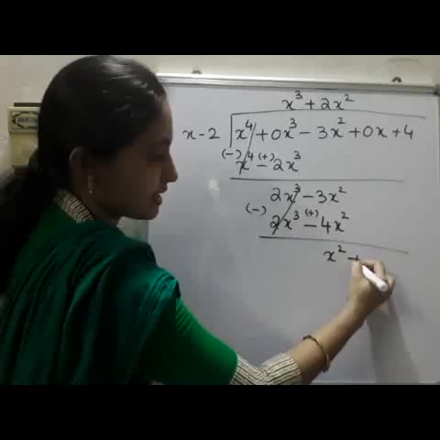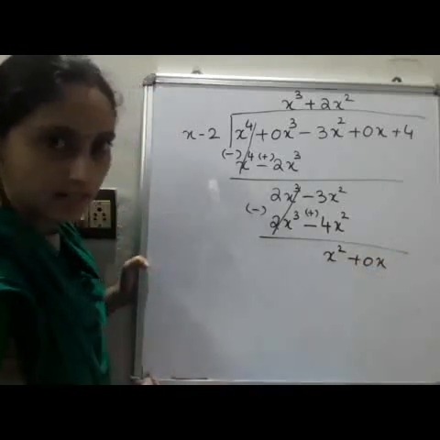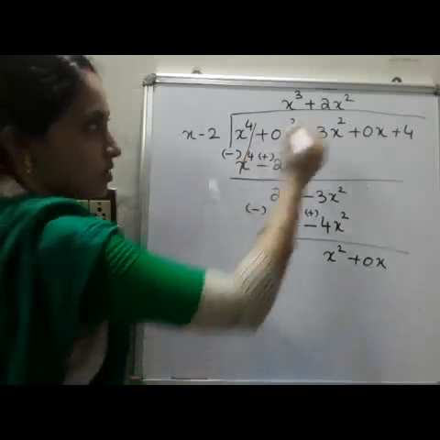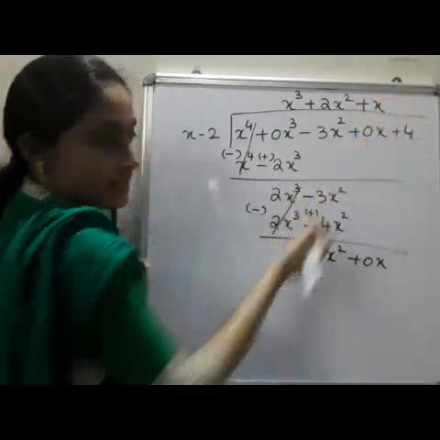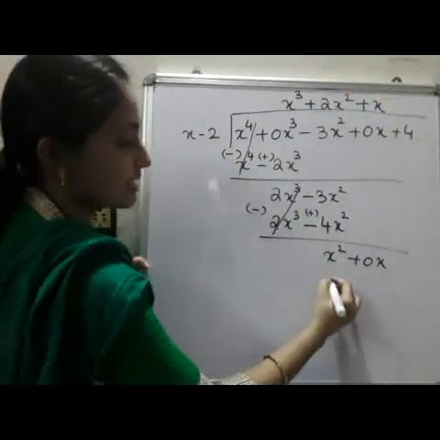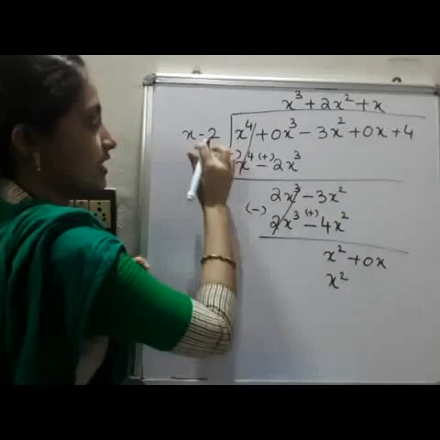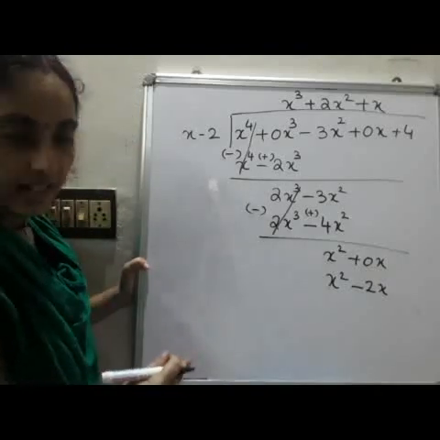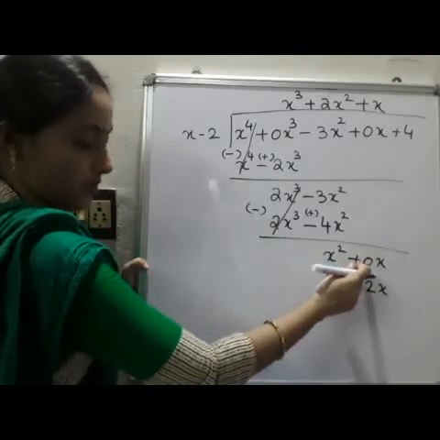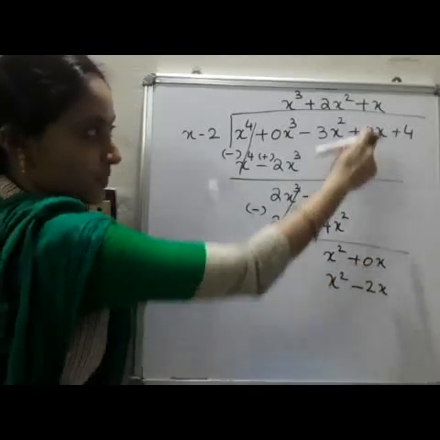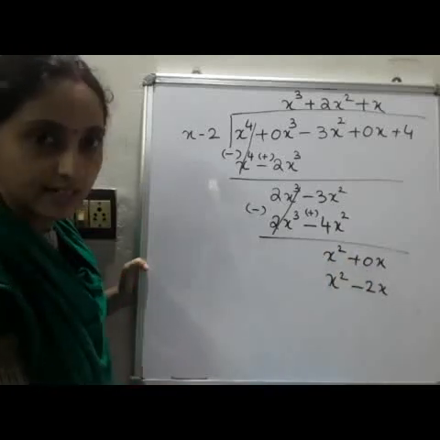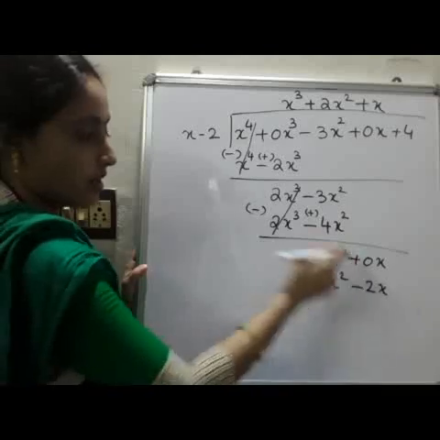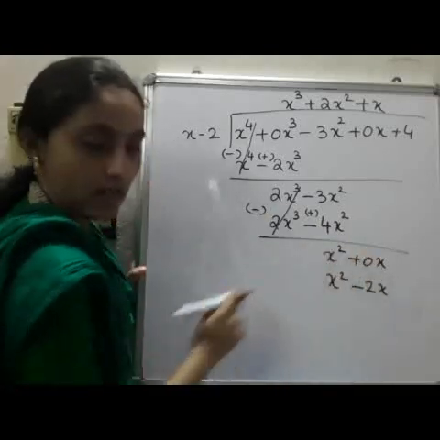Then plus 0x is here, so you have to put 0x. Then x square by x, what is that? x only. So plus x. So x into x is x square. x into minus 2 is minus 2x. So now you can see that if you didn't write 0x here, you would automatically write 4 here. So 4 minus 2x, we can't do anything. That's why we are stressing how to put 0x here.